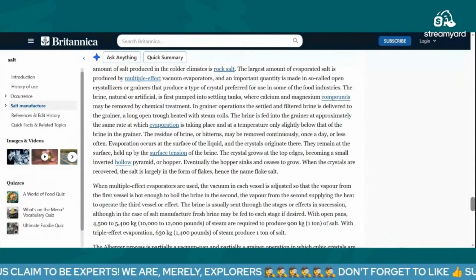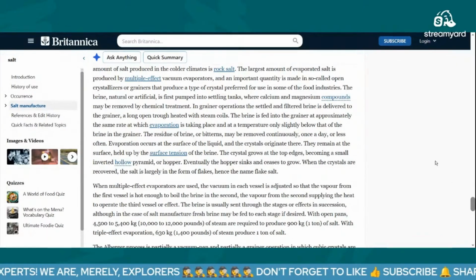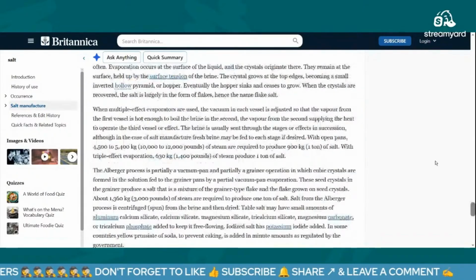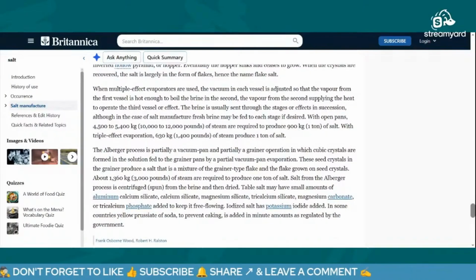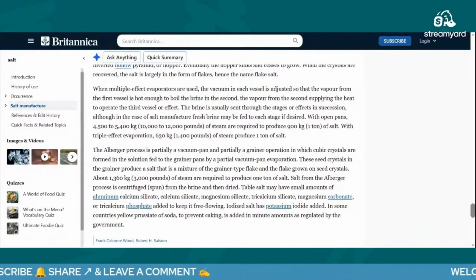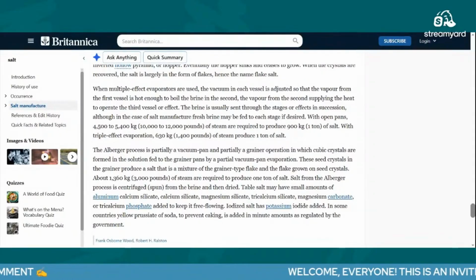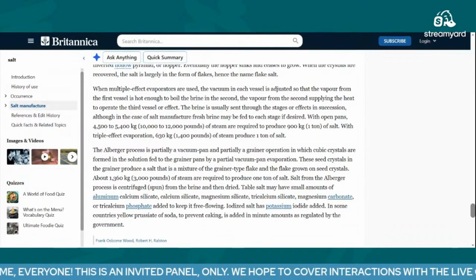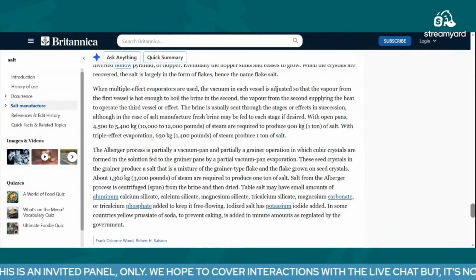When multiple effect evaporators are used, the vacuum in each vessel is adjusted so that the vapor from the first vessel is hot enough to boil the brine in the second, the vapor from the second supplying the heat to operate the third vessel or effect. The brine is usually sent through the stages or effects in succession, although in the case of salt manufacture, fresh brine may be fed to each stage if desired.